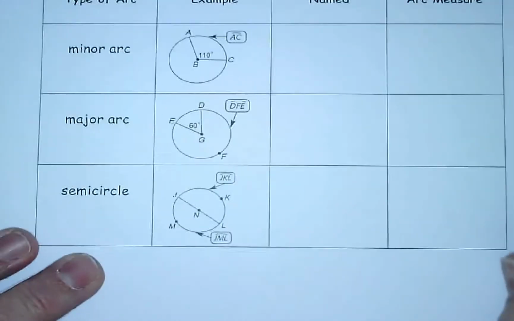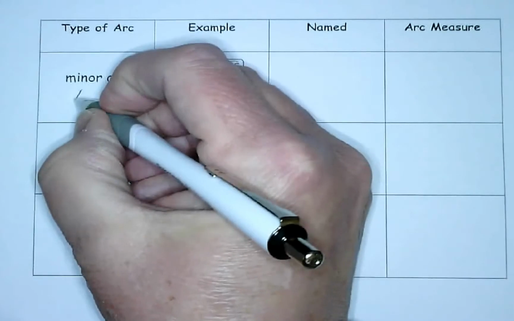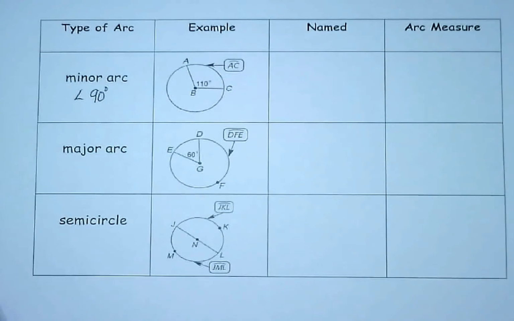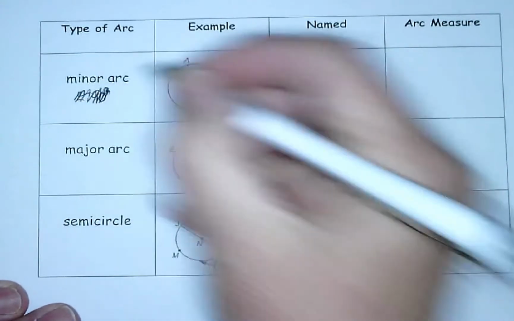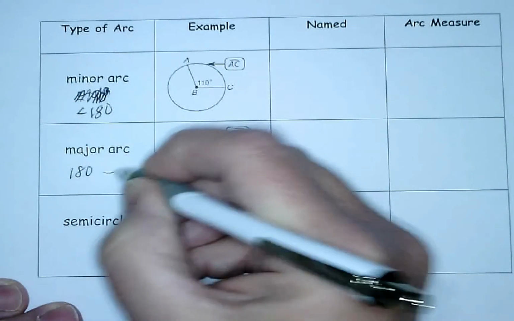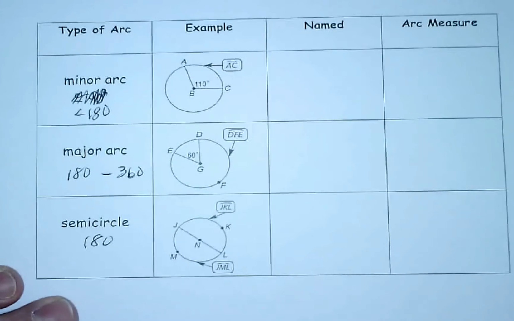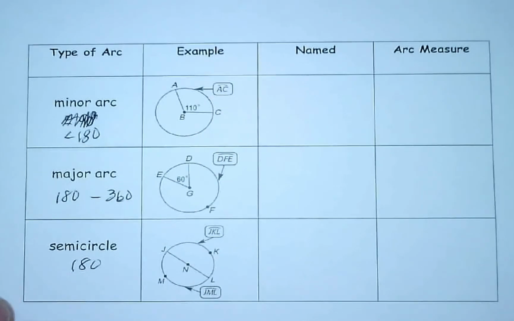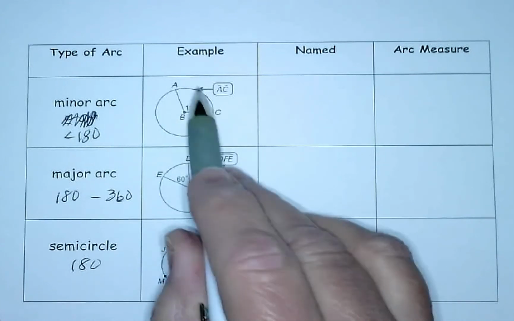Okay, let's look at a couple examples. So we have three different kinds of arcs. One is called a minor arc, and that's always going to be less than 90 degrees. Sorry for the pause. I think I misspoke here. This is not less than 90. Okay, a minor arc is less than 180. Major is going to be between 180 and 360. A semicircle is going to be exactly 180. So if I look at my example here, a minor arc is going to be less than 180 degrees. Okay, 180 is halfway around the circle.